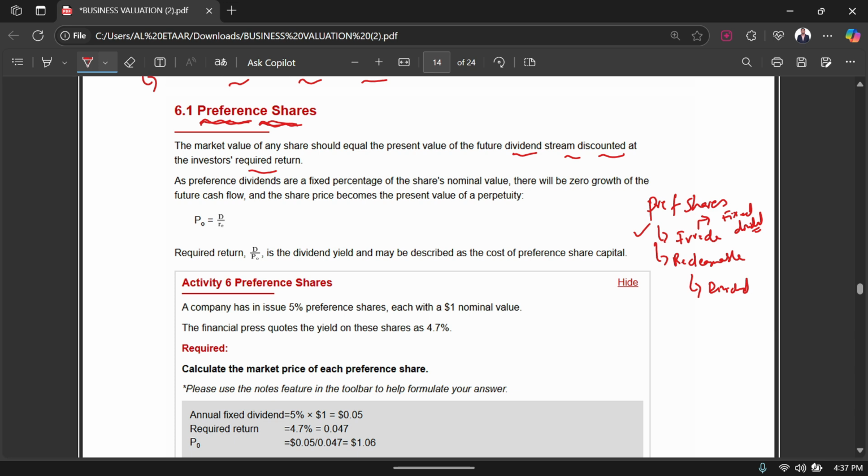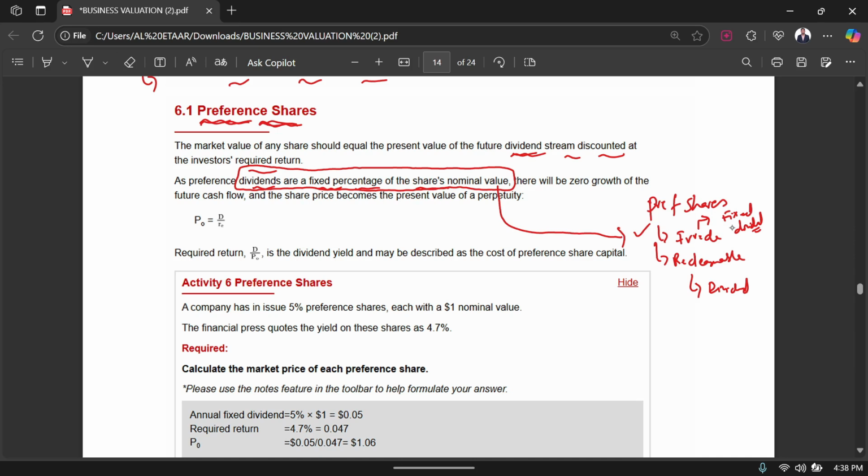But if you read over here, they're saying that the market value of any share should equal the present value of the future dividend stream discounted at the investor required return, as preference dividends are a fixed percentage of the share nominal value. That is only in the case of irredeemable preference share. So that means that what I told you guys over here is correct. Whenever they're talking about preference share and they're silent about whether it's irredeemable or redeemable, then you always take it as irredeemable.